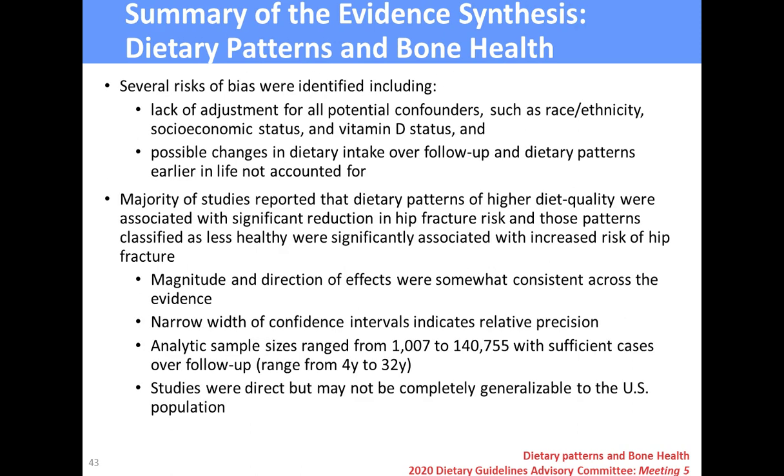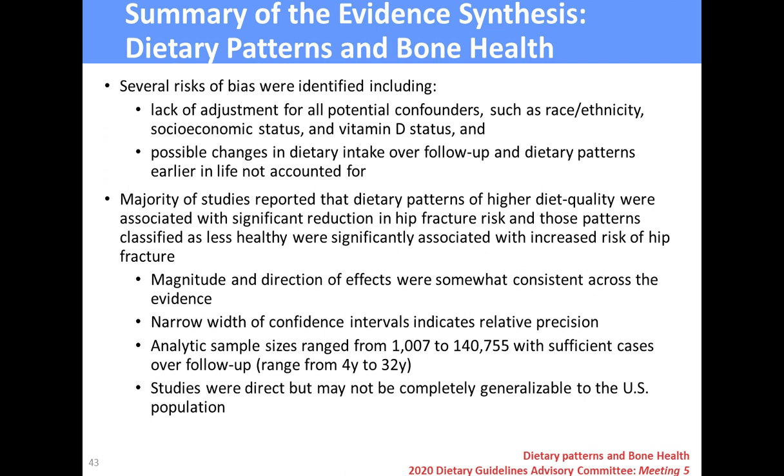So next slide for a summary of the evidence synthesis, dietary patterns, and bone health. Several risks of bias were identified, including lack of adjustment for all potential confounders such as race, ethnicity, socioeconomic status, and vitamin D status. In addition, diet was commonly assessed once at baseline, so possible changes in dietary intake over follow-up and dietary patterns early in life were not accounted for.